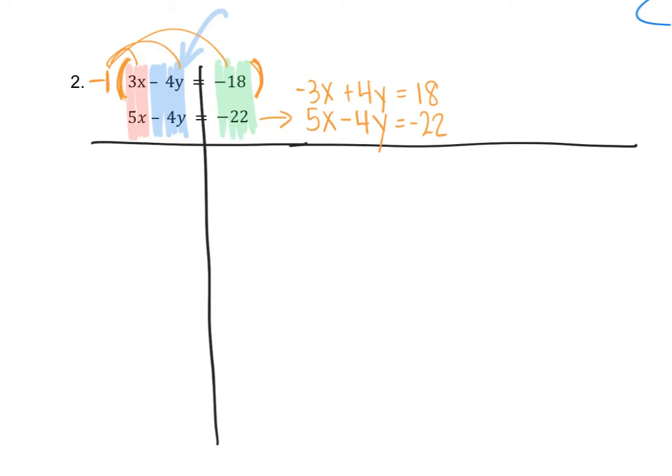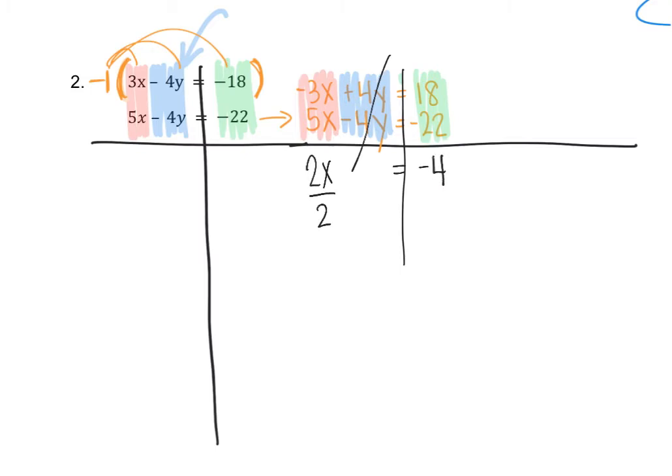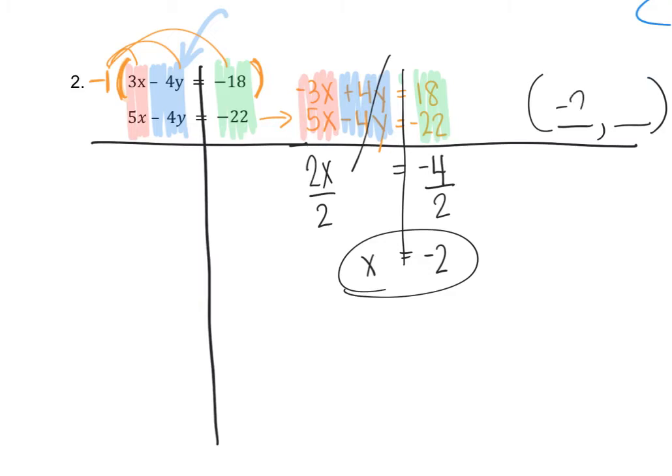Okay? Re-highlight. And what do I get? 2x, y's are gone, -4. Divide both sides by 2. X equals -2. Plug back in.